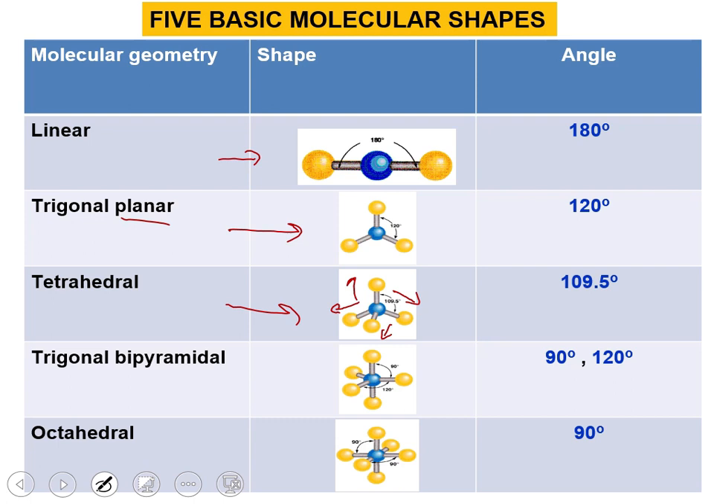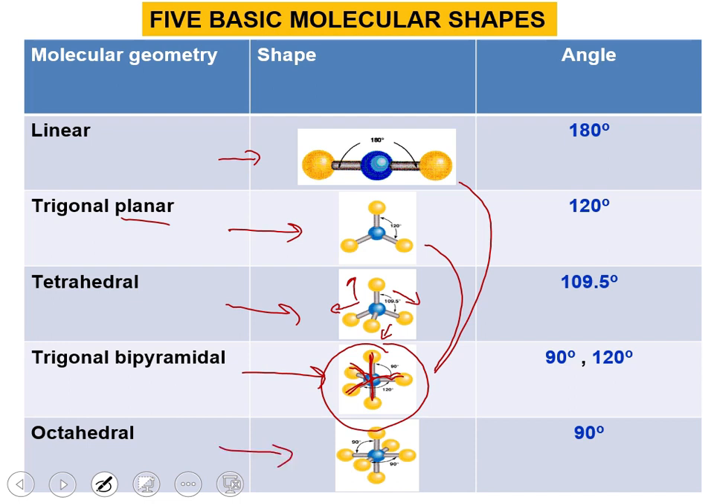Okay, the next one is trigonal bipyramidal, where you have 5 bond pair or 5 electron pair, where the shape is like combination between linear and trigonal planar. So linear here and trigonal planar here. So the angle, trigonal planar here.